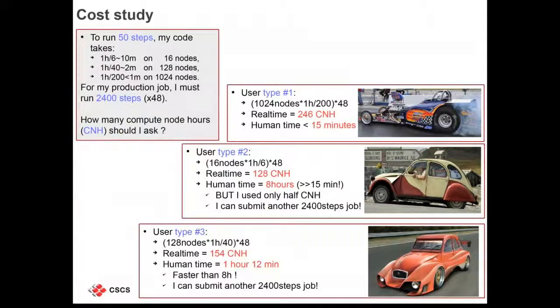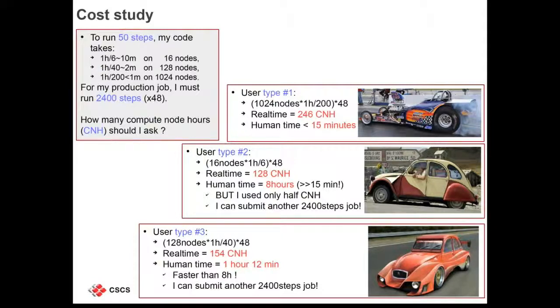For example, let's say that I have a code here that I benchmarked on 50 steps, and that code takes a little bit more than 10 minutes on 16 nodes. Then it takes less than 2 minutes on 100 nodes and less than 1 minute on 1000 nodes. And I know that for my proposal, I want to run 2000 steps. So I just have to multiply the timings by 40 to get the final number. So the question is, how many compute node hours should I ask?